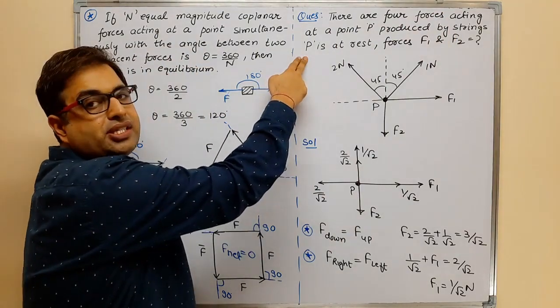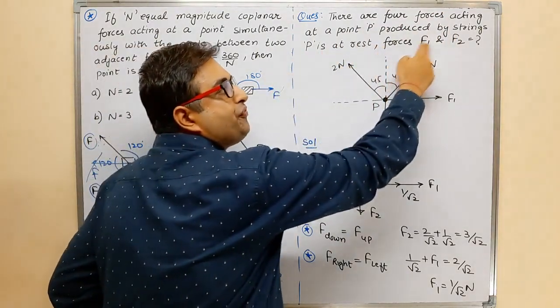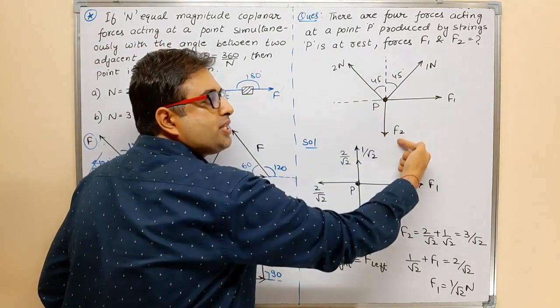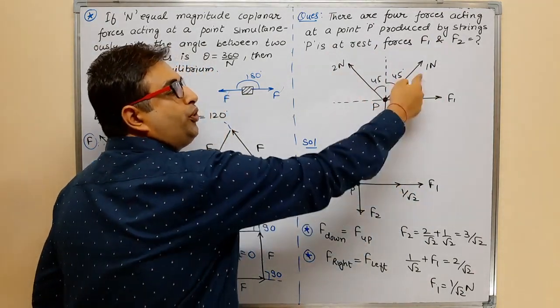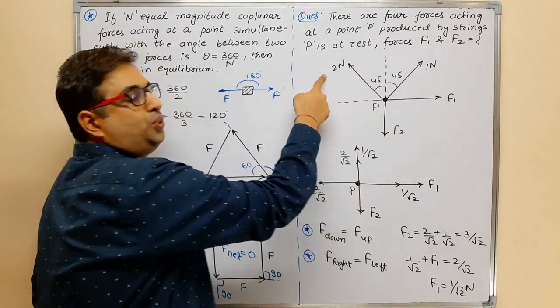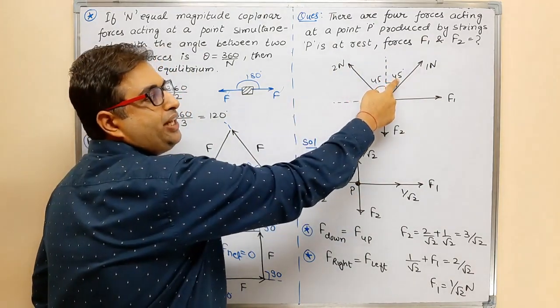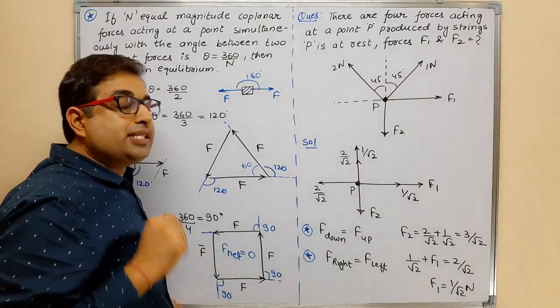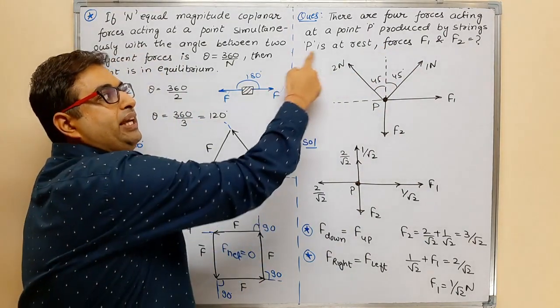If P is in rest state, find out the value of F1 and F2. So this is the point P. These are the two forces F1, F2. There are 2 more forces, 1 Newton and 2 Newton, that are acting at 45 and 45 with this line. Now, resultant is 0. P is in rest state.